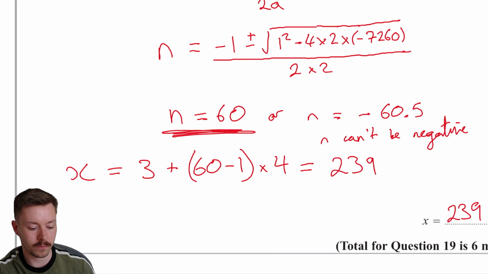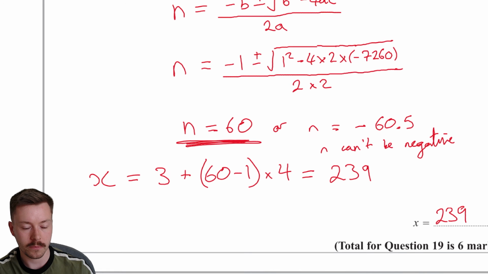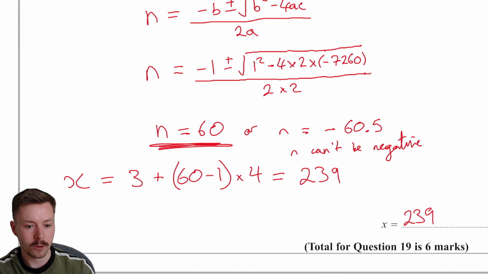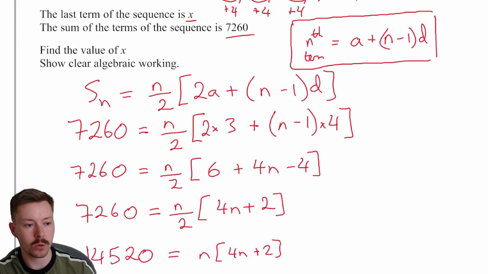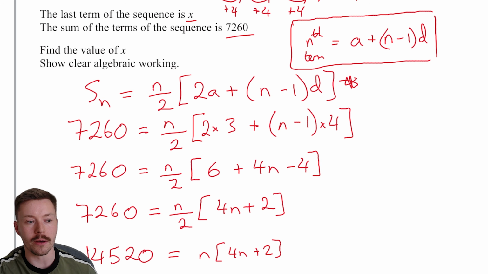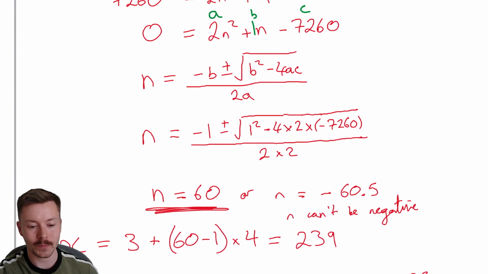There we go. Okay. Now there's no real or easy way immediately that I can think of to check that, other than potentially going back to here and substituting the value for n into it, and doing it that way and checking that way. But I'm fairly confident because n is the nice whole number 60. I'm very confident, to be honest.